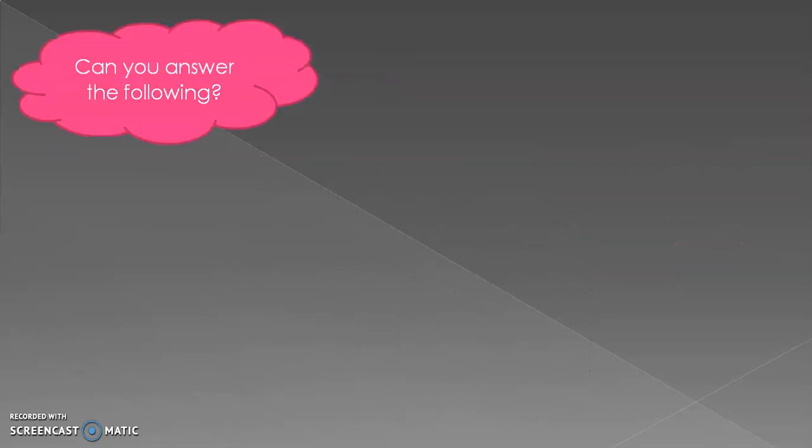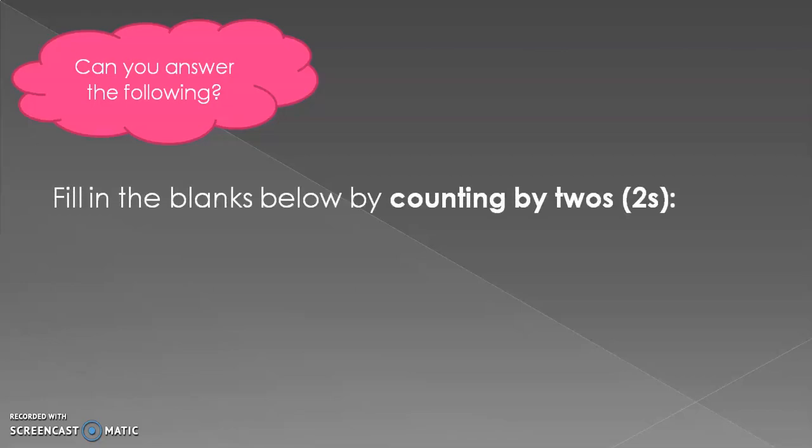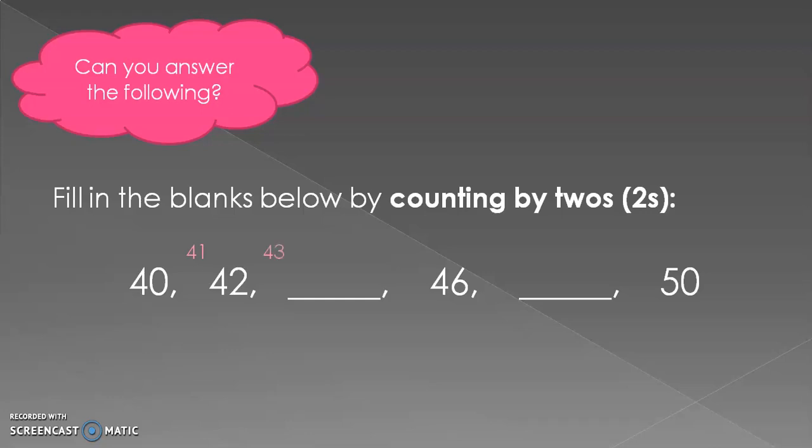So let us try some questions with skip counting. Fill in the blanks below by counting by 2s. So here we don't show the number in between, but you can still write it. So the number after 40 should be 41. The number after 42 should be 43.